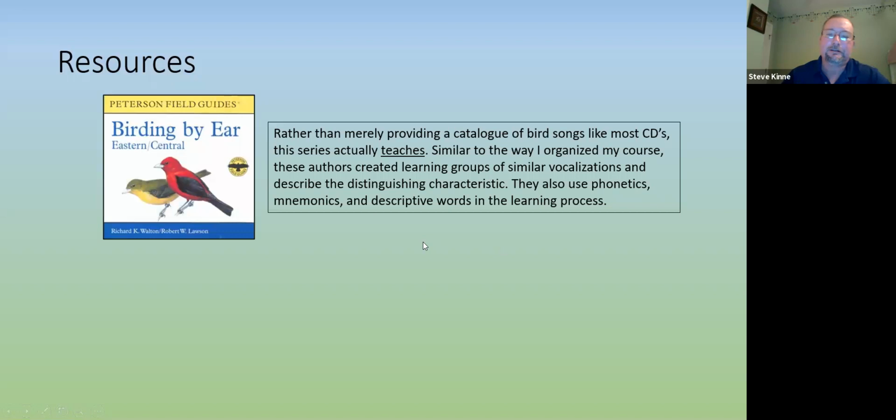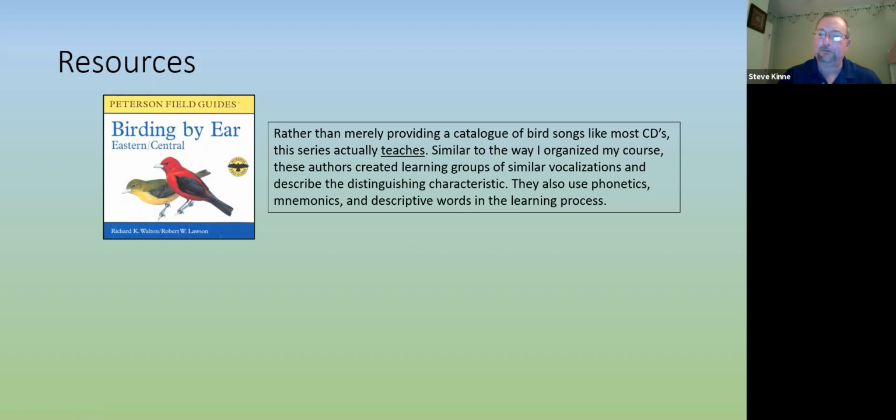If you are interested in learning and you don't have time to take a course right off, Peterson Field Guides makes this one. It's a 3-CD set called Birding by Ear, and it's for the Eastern Central region. Unlike most CDs, which are just a catalog of bird songs, and I don't find them particularly helpful for learning songs, they're good for refreshing your memory after you've learned them. But this one actually teaches.